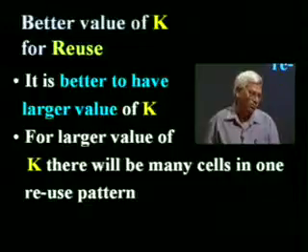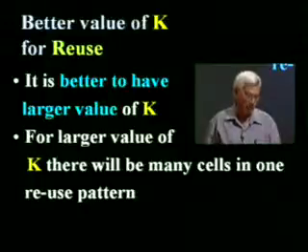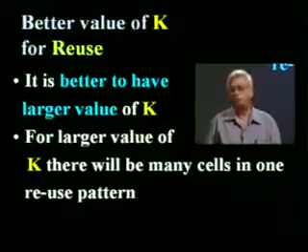So, how will we decide what should be the value of the reuse factor, that is K? What will be the better value of K, whether it should be more or less? It is better to have a larger value of K for reuse. For a larger value of K, there will be many cells in one reuse pattern. So, we will prefer the higher value of K. Remember, the higher the value of K, the more cells you will get. More cells means more subscribers.